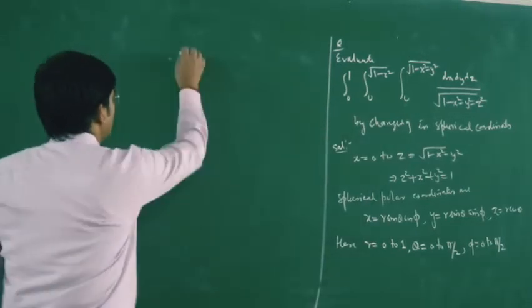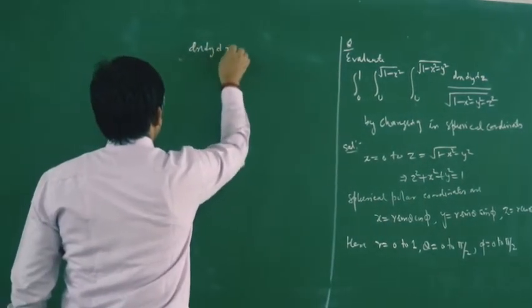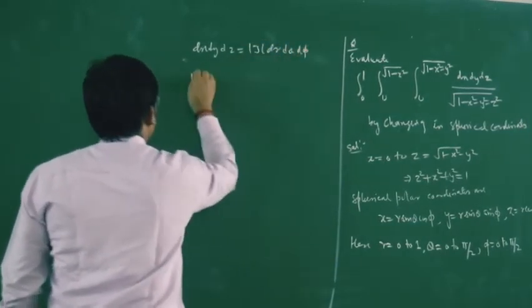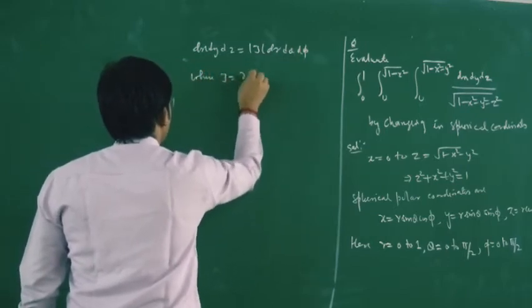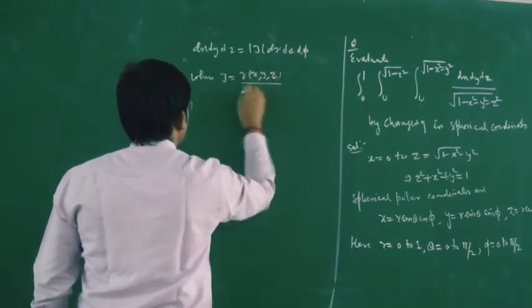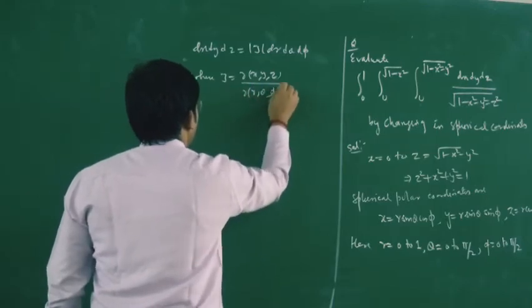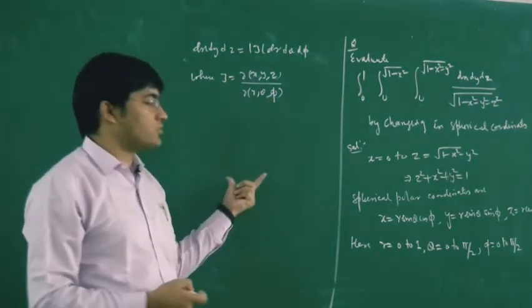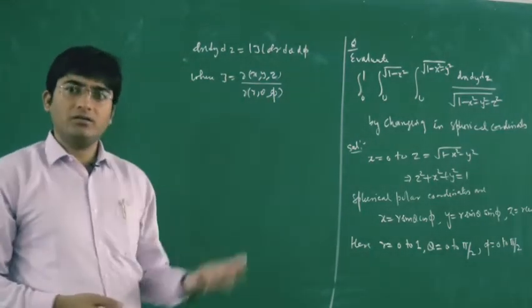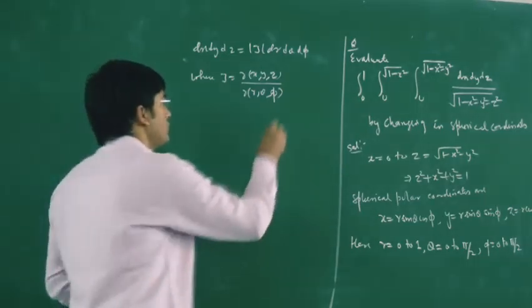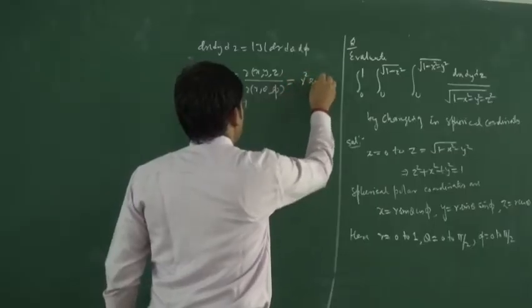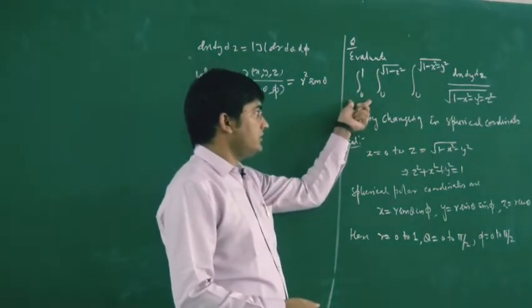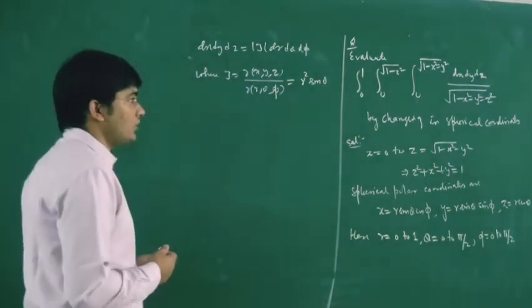Now by change of variable, dx dy dz will be equal to mod J dr d theta d phi, where J is the Jacobian of x, y, z with respect to r, theta and phi. I have already given you the Jacobian of x, y, z in my lecture on the Jacobian, and this was r square sin theta. Let us transform this integral into polar coordinates and then solve it.